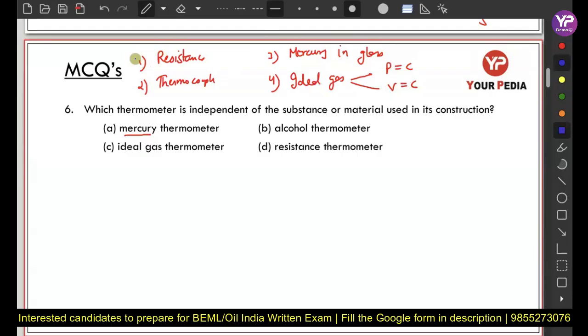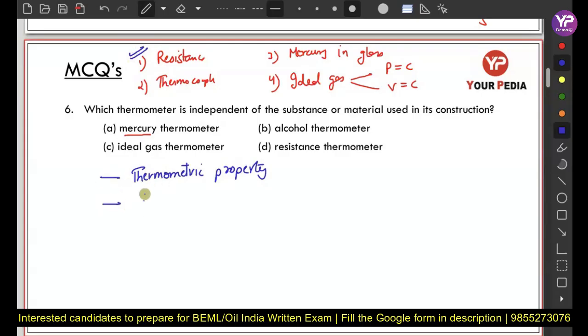Now in each of these thermometers, we use one property to measure the temperature. That property which is generally used to calculate the value of temperature is known as the thermometric property. What is the meaning of thermometric property? It is the property with the help of which we are measuring the temperature. For example, in the case of a resistance based thermometer, we find out the temperature by checking the change in resistance. If the resistance is changing, the temperature is going to change.